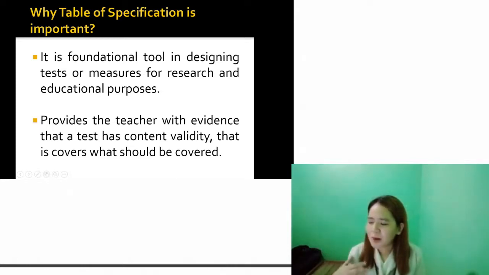Sa pag-prepare ng Table of Specifications, mahalaga ito. Dahil ito yung magiging guide natin para makagawa ng exam or test para sa mga estudyante natin.